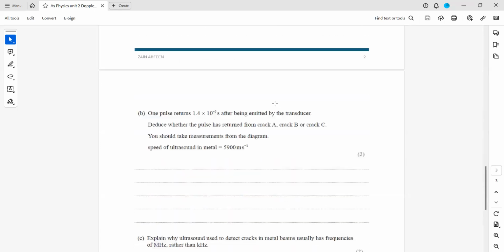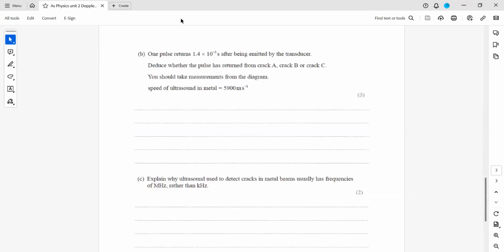Yes, you can also do it the other way around. You have the formula speed is 2d over t. So you work out the distance: speed multiplied by time, divided by 2, and you will get the distance. You will get this distance in meters, so convert it to centimeters, and then compare it with the distances of A, B, and C. And you can identify that. That is another way to do the same question.